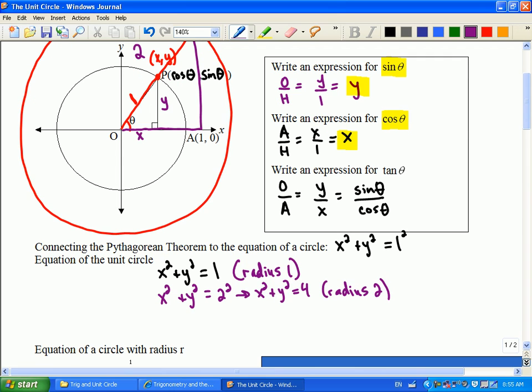All right, last and most challenging one. What if we had a circle with radius r? Now we're getting there. X squared plus y squared equals r squared. Okay?